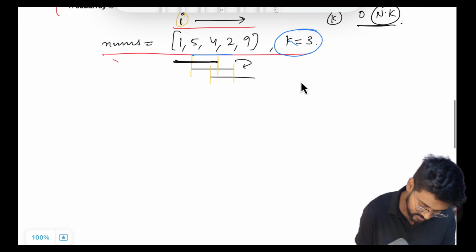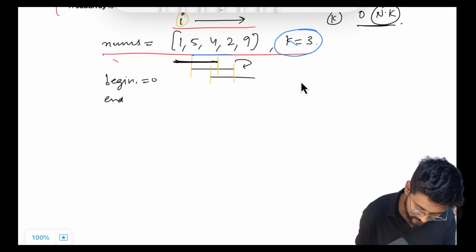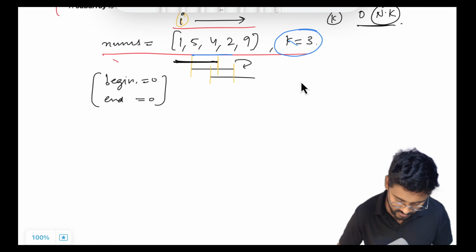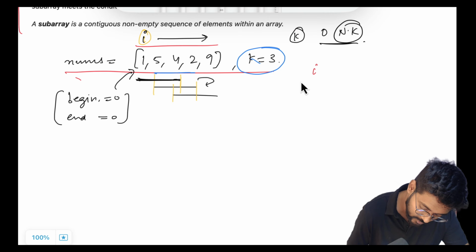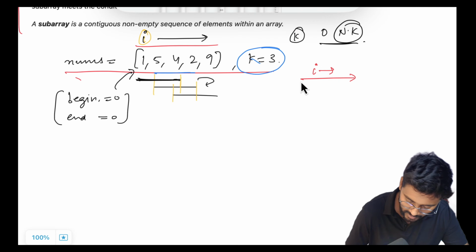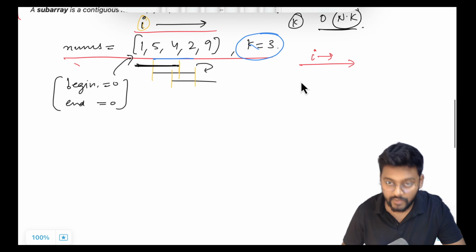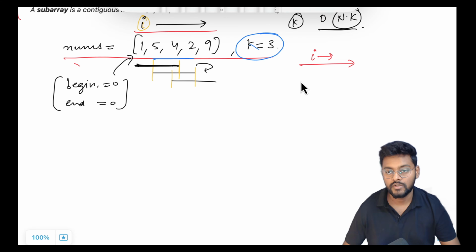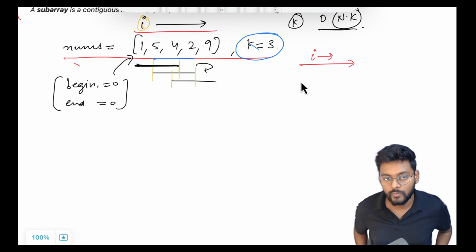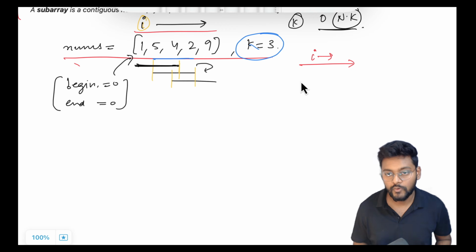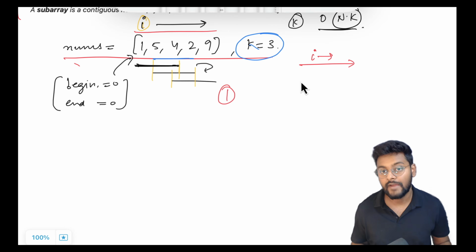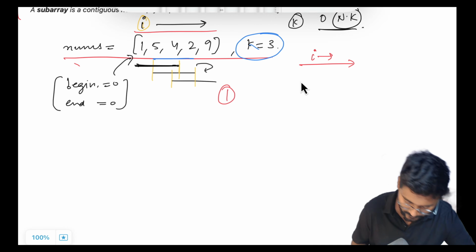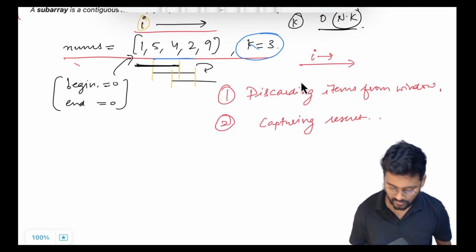So we require 2 pointers, a begin pointer and an ending pointer. Initially I can keep these 2 pointers initialized to 0, which is the first element, and I can iterate over my array using the index variable i. Whenever we are doing the sliding window approach, we have to consider 2 main points when writing the algorithm. First of all, we are definitely going to iterate over the array. The first main point is when we have to discard the element from the sliding window, and the second one is when we have to capture the result.